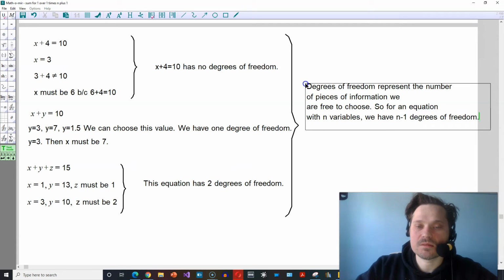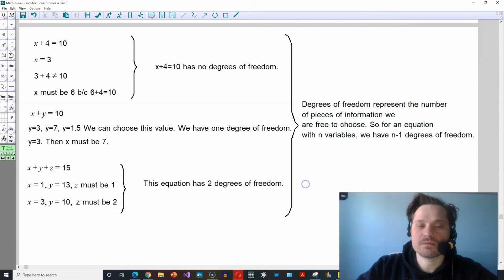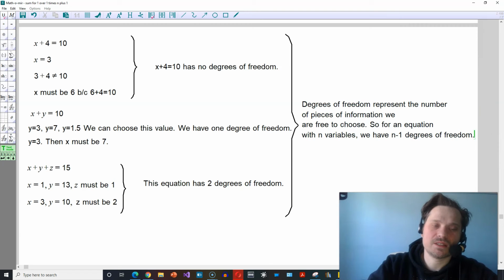This is the kind of concept that gets applied, for example, in statistics. But its origin is something relatively simple like this.